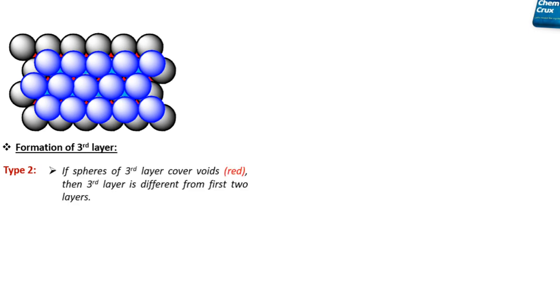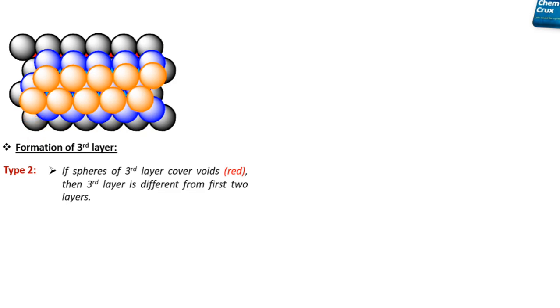So the third layer can also be formed by covering the red colored voids, these red voids. So here I have shown the formation of the third layer by orange colored spheres, and these are covering the red colored voids, right? This is the first row of the third layer and this is the second row of the third layer, correct? So it is quite clear that the third layer is not in alignment with the second layer or the first layer. That is, the third layer is different from the first two layers.